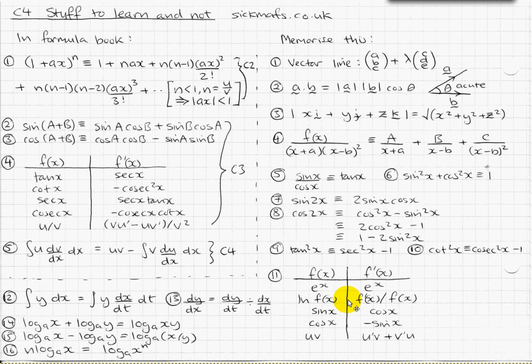What else is there? Differentials. These are very important differentials you really need to know. So e to the x differentiates to e to the x, etc. One thing I haven't mentioned is stuff like e to the kx differentiates to k e to the kx, but that's stuff you have to understand. It's called the chain rule.